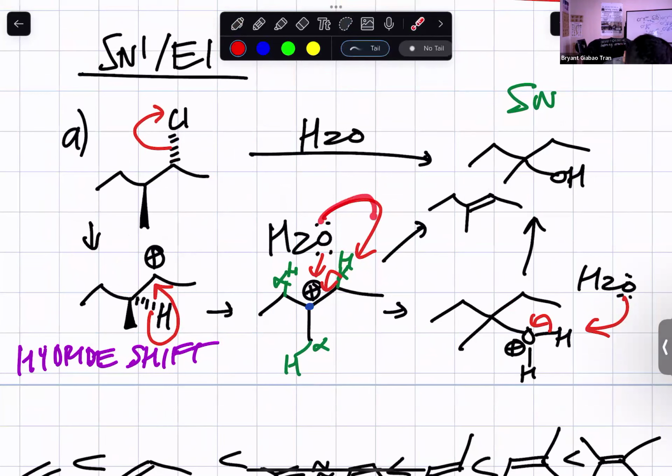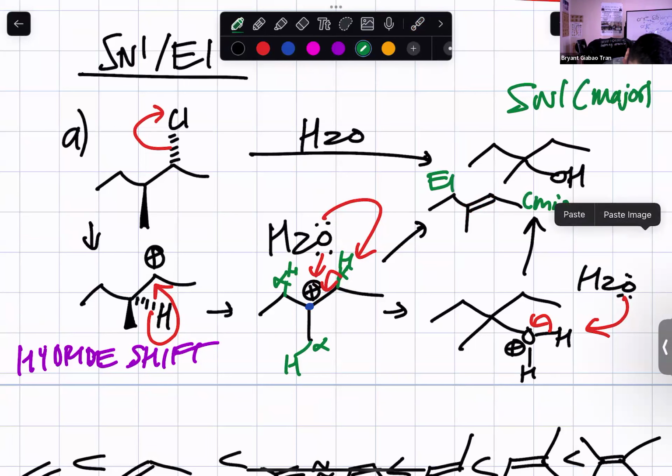Because when we grab this hydrogen right here, the bond between that hydrogen and alpha carbon is going to break and make a double bond right there, making this carbon now neutral because it gained a bond. It has 4 bonds now. So that would be your E1 product. But in most cases, the SN1 product is going to be major. E1 is going to be minor unless heat is added.